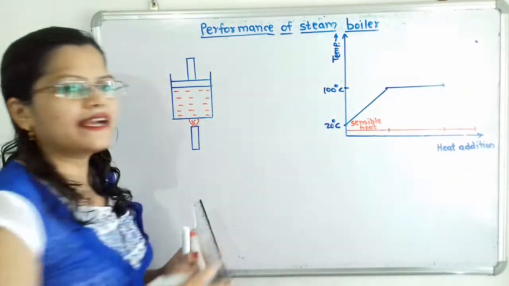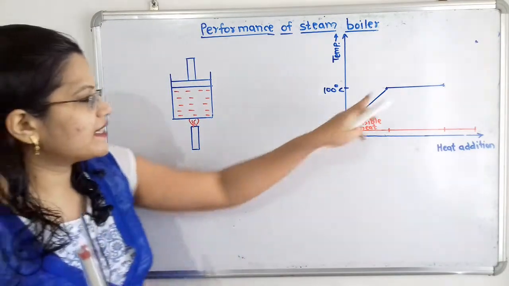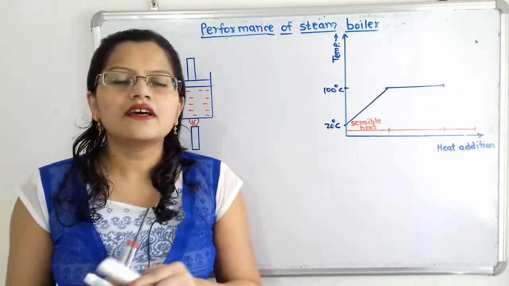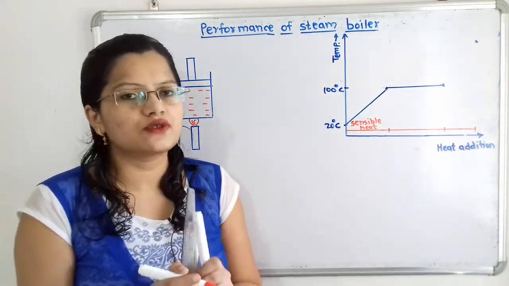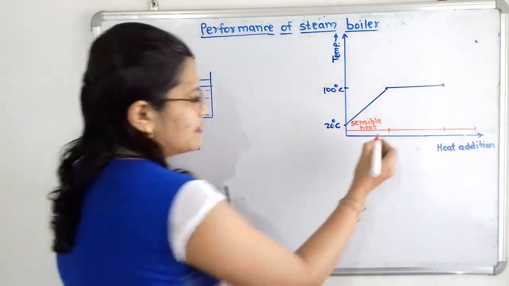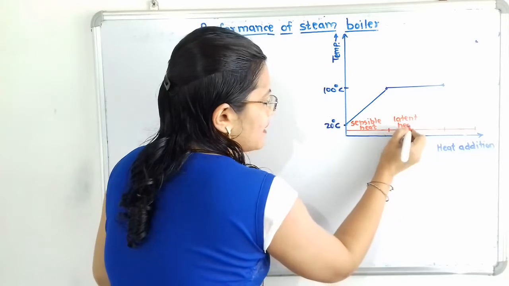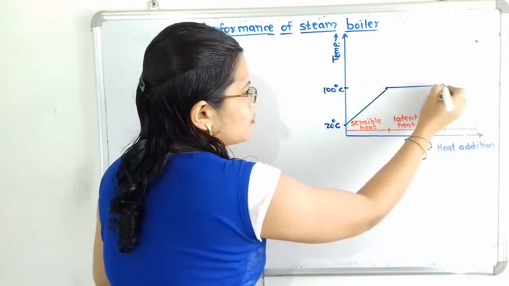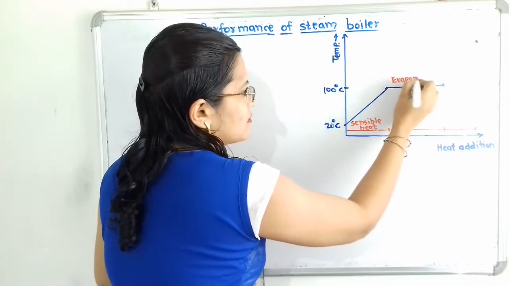Now the heat added is used to change the phase. That is, during this heat addition process from this point to this point, here the phase change process is taking place. So this heat added is known as the latent heat. And here the process of evaporation is taking place. So this process is known as the process of evaporation.